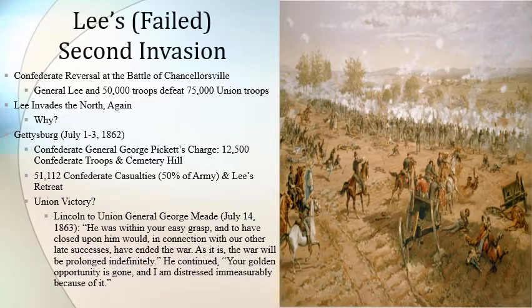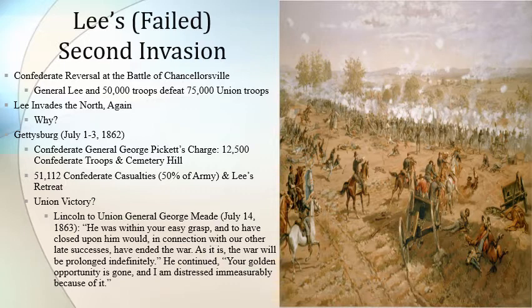It would be another 6 or so months before Robert E. Lee decided once again to take a stab at invading the North. And this would begin in May of 1863, when Confederate General Robert E. Lee led his 50,000 troops against the Union's 75,000 troops. And eventually, as Lee is making his second invasion into the North, he will defeat the Union at Chancellorsville.